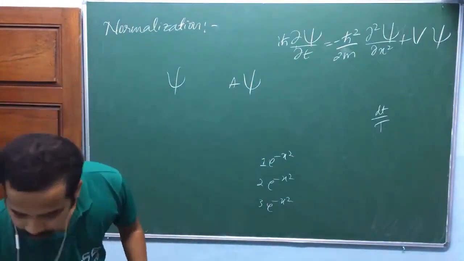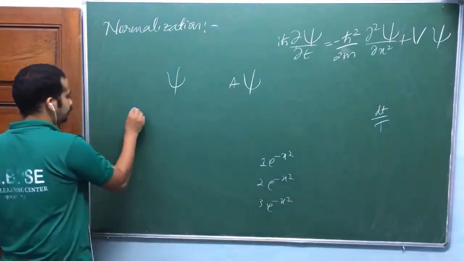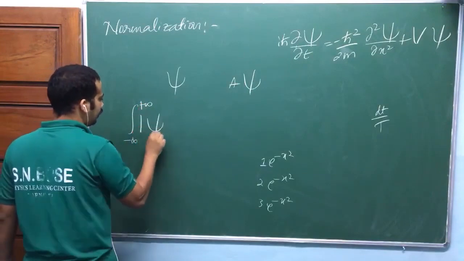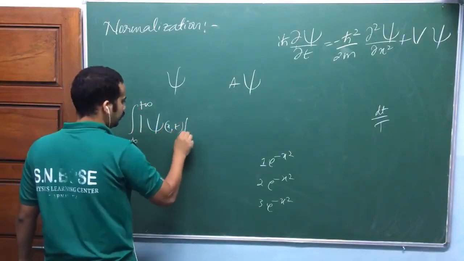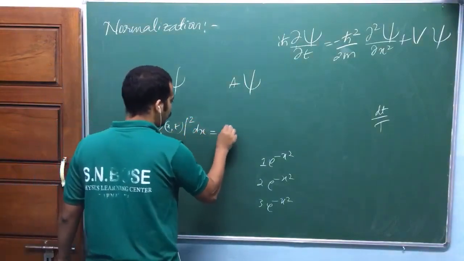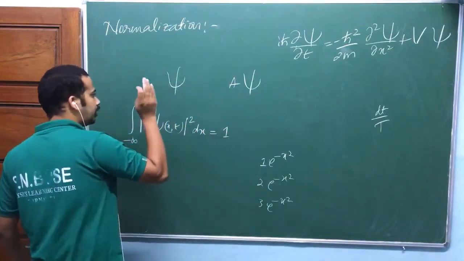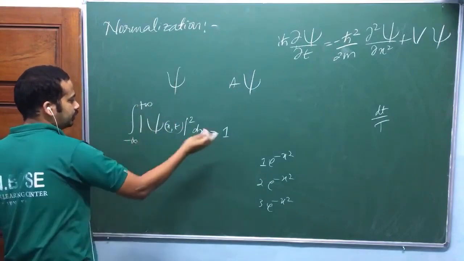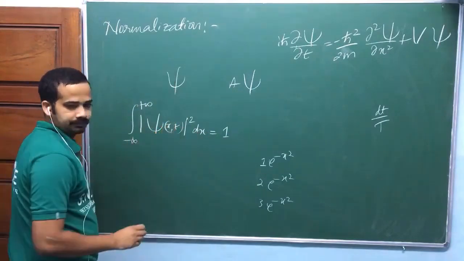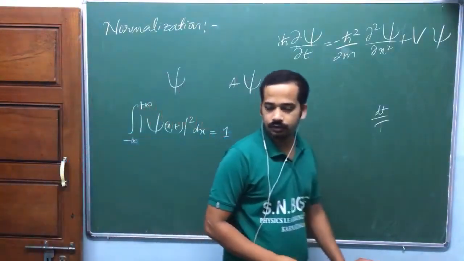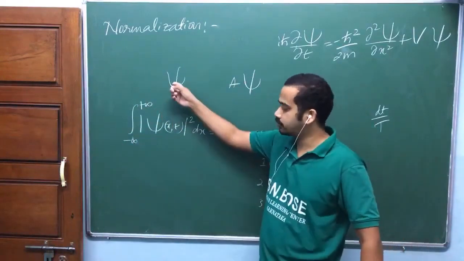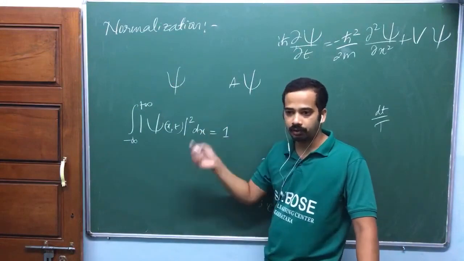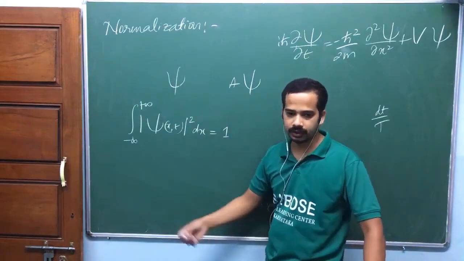How do we write? We need to enforce this condition: integral from minus infinity to plus infinity of mod psi of x comma t, whole square, dx is equal to 1. We need to find the multiplicative constant to this function which enforces this condition. We need to find such a multiplicative constant to psi which normalizes that function. The process is called normalization. We shall take some example.